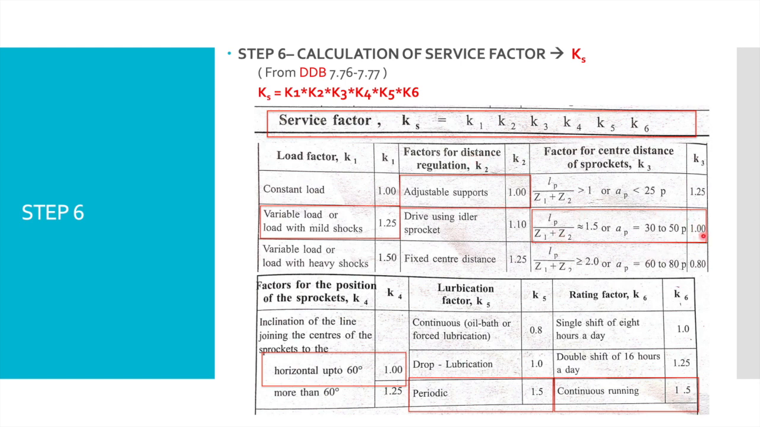I've taken K3 since we've calculated the pitch using the formula A is equal to 30 to 50p, and the inclination of the line joining the centers of the sprockets is going to be horizontal up to 60 degrees. The lubrication is periodic lubrication and it's continuous running, because it's going to be running in big airports and also big industries. So the KS value stands to be 2.815.